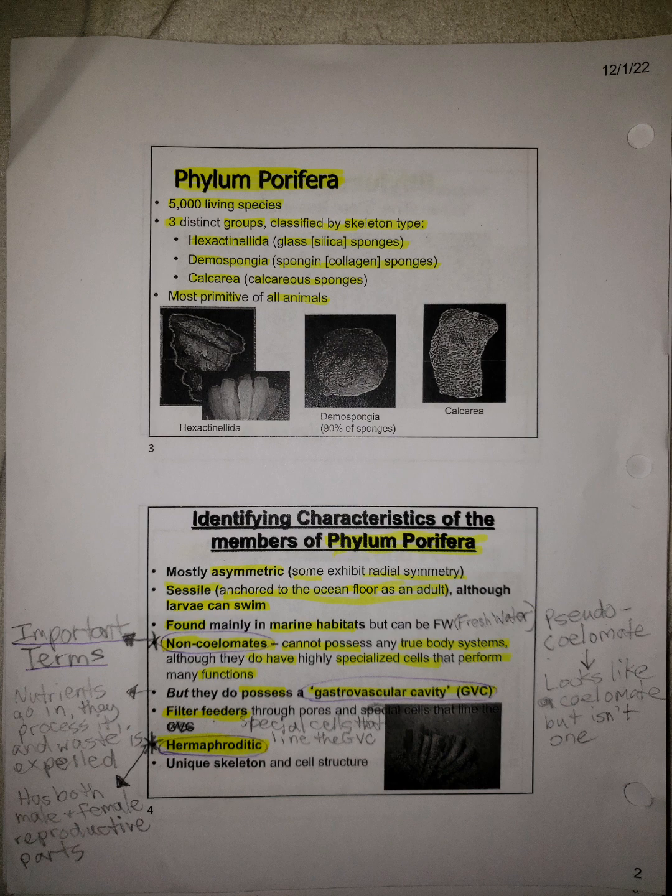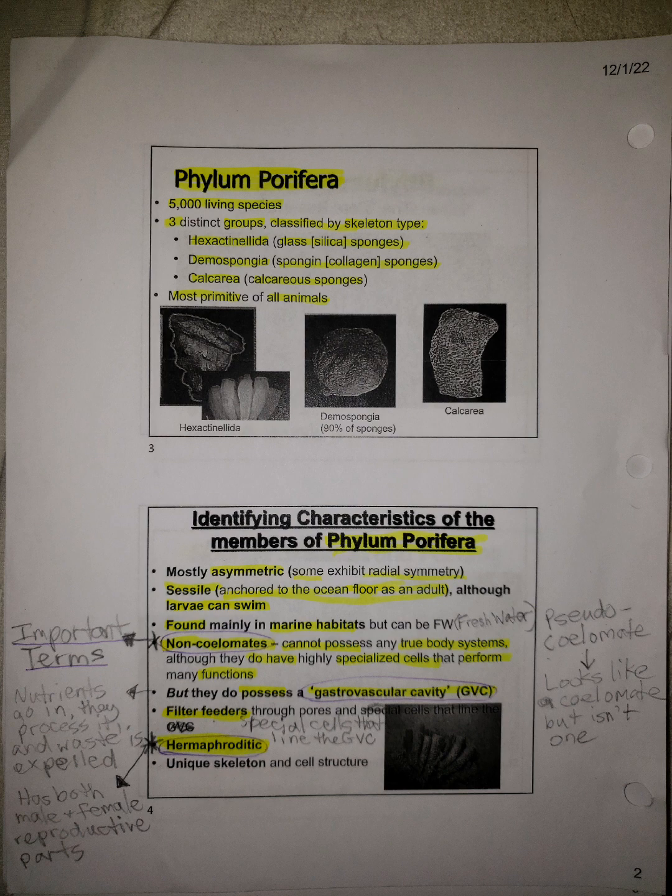Identifying characteristics of the members of Phylum Porifera: mostly asymmetric, some exhibit a radial symmetry. Sessile, anchored to the ocean floor as an adult, although larvae can swim. Found mainly in marine habitats but can be freshwater.